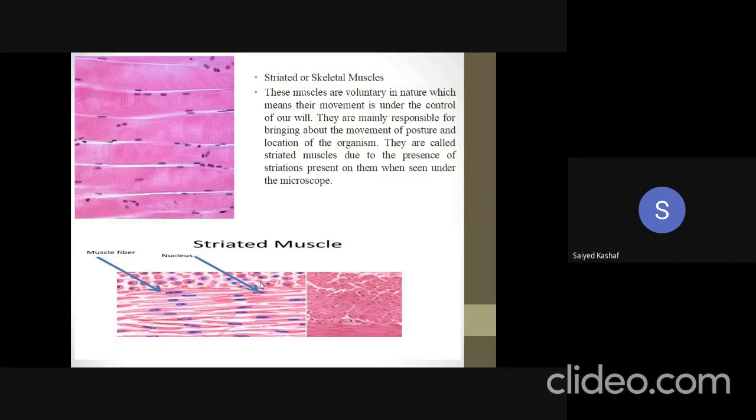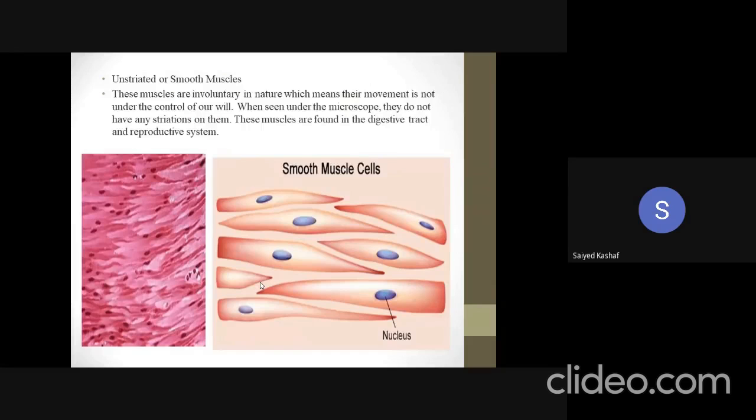These striated muscle cells are multinucleated and unbranched. This is the microscopic view of the striated muscle. Now the second one is unstriated or smooth muscle. Smooth muscle cells are known as myocytes and have a fusiform shape. Smooth muscle is found in hollow organs, right?